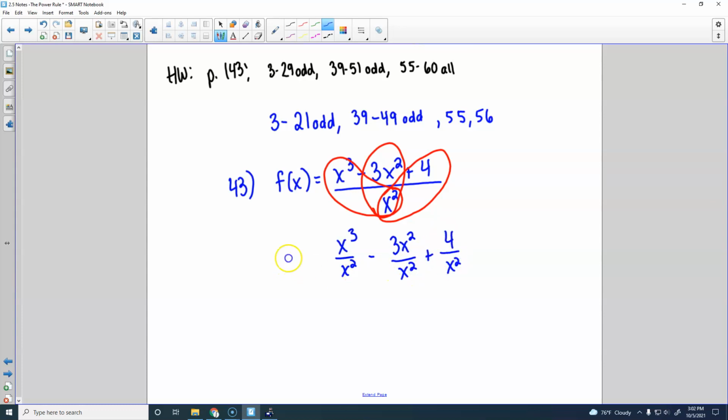x squared. Now, this is still f of x. I've not taken the derivative. So, f of x would equal x to the first power minus 3 plus 4x to the negative 2. I have not taken the derivative yet. That is just the function. I'm rewriting it so it's in a form where I can take the derivative. So then you would take the derivative after that.